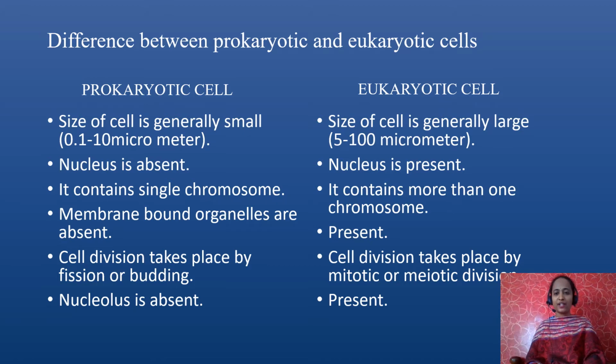Cell division takes place by fission or budding, where one cell is divided into two daughter cells, in a prokaryotic cell. In the case of a eukaryotic cell, cell division takes place by mitotic or meiotic divisions. Mitosis takes place in body cells. Meiotic cell division takes place in reproductive cells. Nucleolus is absent in a prokaryotic cell, whereas in a eukaryotic cell, nucleolus is present. Examples for prokaryotic cells are bacteria and blue-green algae; eukaryotic cells, plants and animals.